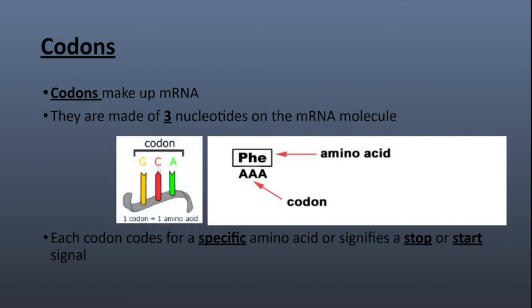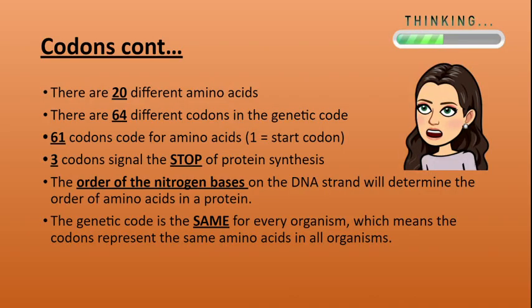So here's a better picture of it. This is one codon. Each codon has 3 base pairs in it. Your 3 base pairs make one codon, which makes one amino acid. Now, there are 20 different amino acids, but there are 64 different codons in the genetic code. 61 codons will code for amino acids. 1 will be a start codon. Now, 3 codons signal the stop of protein synthesis.